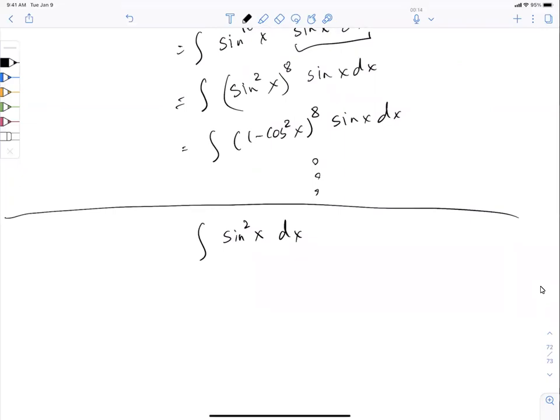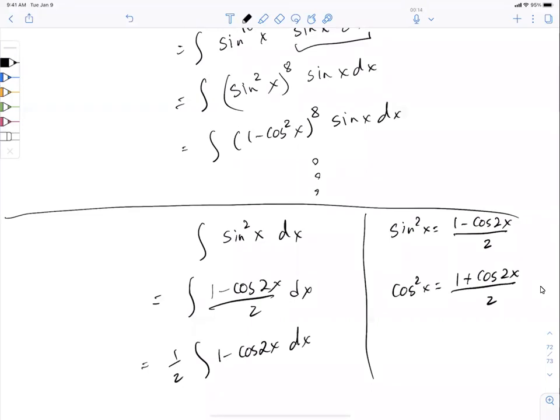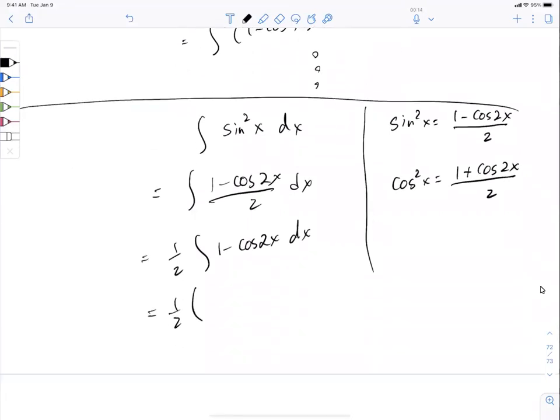What we do is we use what's known as the reduction of power formula. And let me remind you what the reduction of power was. In trigonometry, we talked about sine squared is 1 minus cosine of double angle over 2, and cosine squared is 1 plus cosine of double angle over 2. So this is going to be 1 minus cosine of 2x over 2, 1/2 times 1 minus cosine 2x, 1/2 x minus the integral of cosine 2x dx.